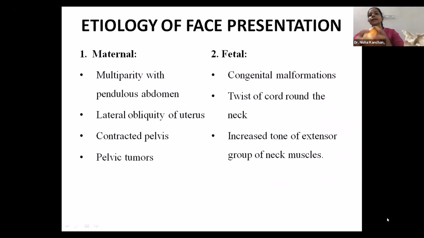Okay, so why does a fetus go into face presentation? That is because there are some problems with the neck and the baby cannot flex its head well, like a goiter or too many cords around the neck. So flexion is not possible. It goes into extension and the face comes as the presenting part. Multiparity, pendulous abdomen, and contracted pelvis also will prevent full flexion of the head and cause extension. So anything preventing full flexion of the head is going to cause extension of the head and cause face presentation. Next slide.